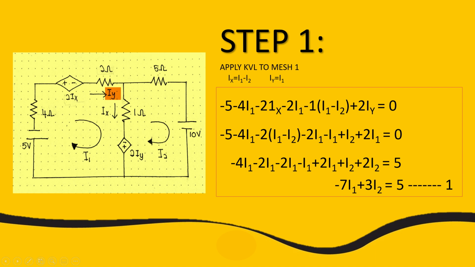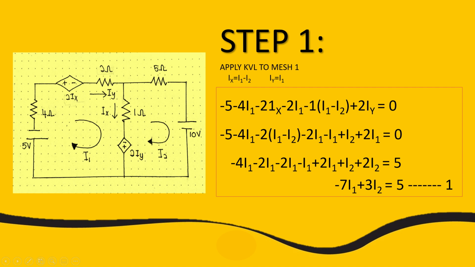And as for the Iy, we can see that the I1 is flowing through the Iy in the same direction and I2 does not flow through the Iy. So from this, we can conclude that Iy is equal to I1. And as we can see for mesh number 1, we have a 5 volt power supply, 4 ohm resistor, 2 Ix, a 2 ohm resistor, a 1 ohm resistor and 2 Iy.